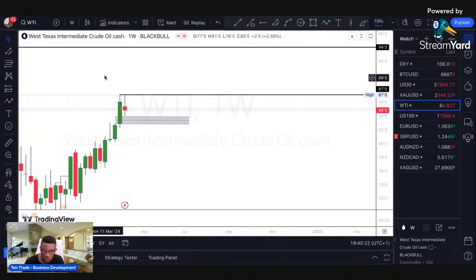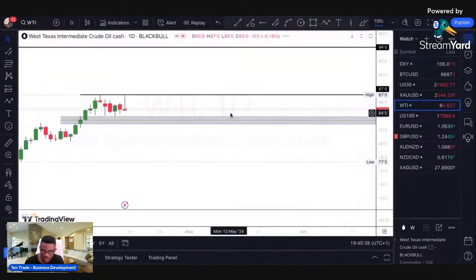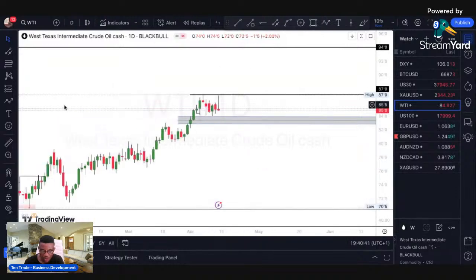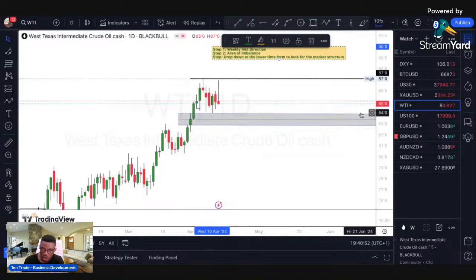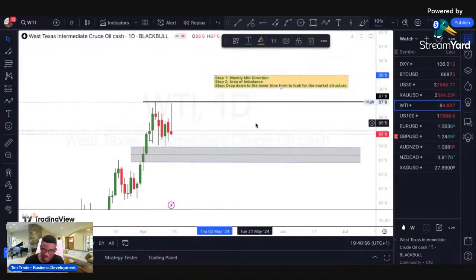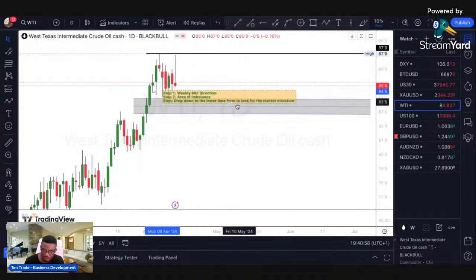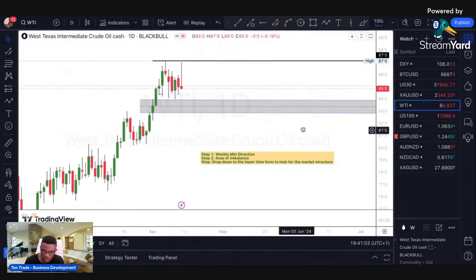Yeah. So I will go to the daily time frame. I've already marked my weekly imbalance area, so the next thing is to go to the daily. Let me bring up again our three-step. Step one, weekly direction is bullish. Step two, area of imbalance, weekly marked. We still drop down to find an area of imbalance on the daily time frame. While we do that, we also mark the market structure on the daily.